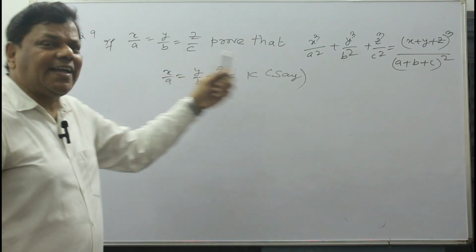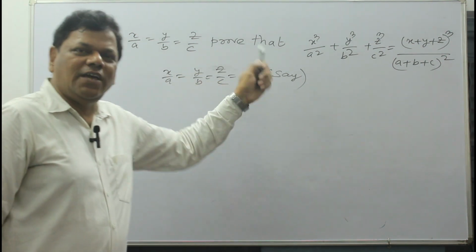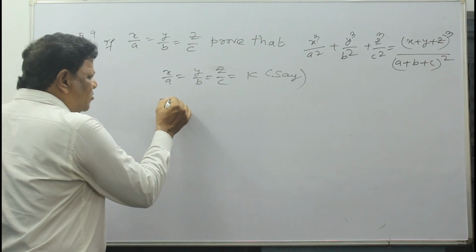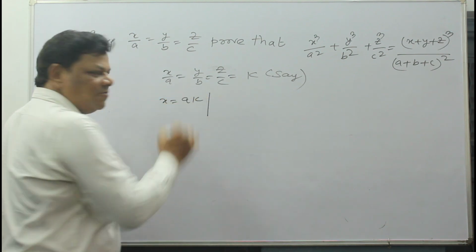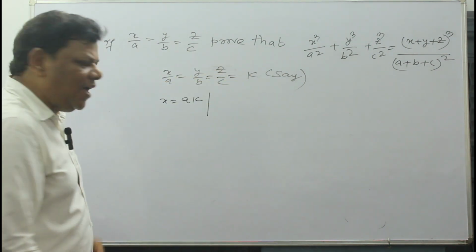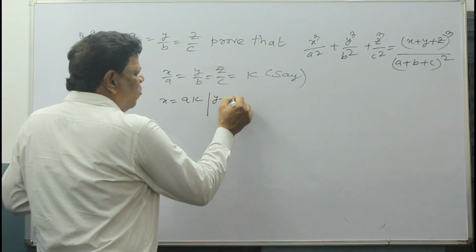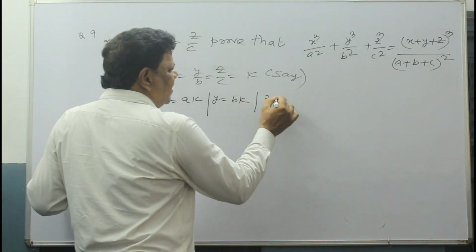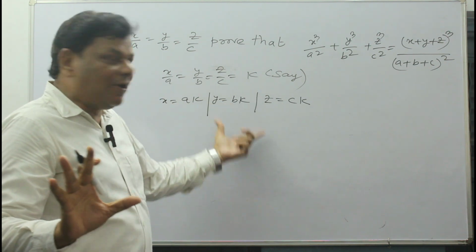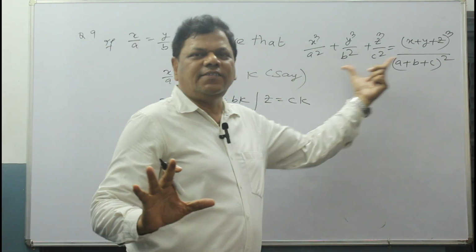Now from here, what can I do? x by a equals k is given. Then what is x equal to, children? x by a equals k means x equals ak. Similarly, I can say y equals bk and z equals ck. Clear? This I have got. Now using this, we have to prove this is equal to this.